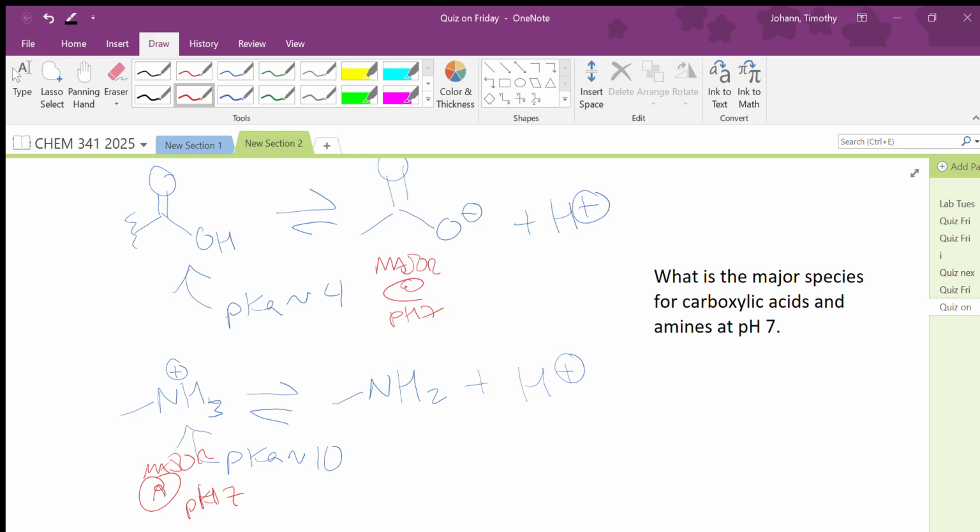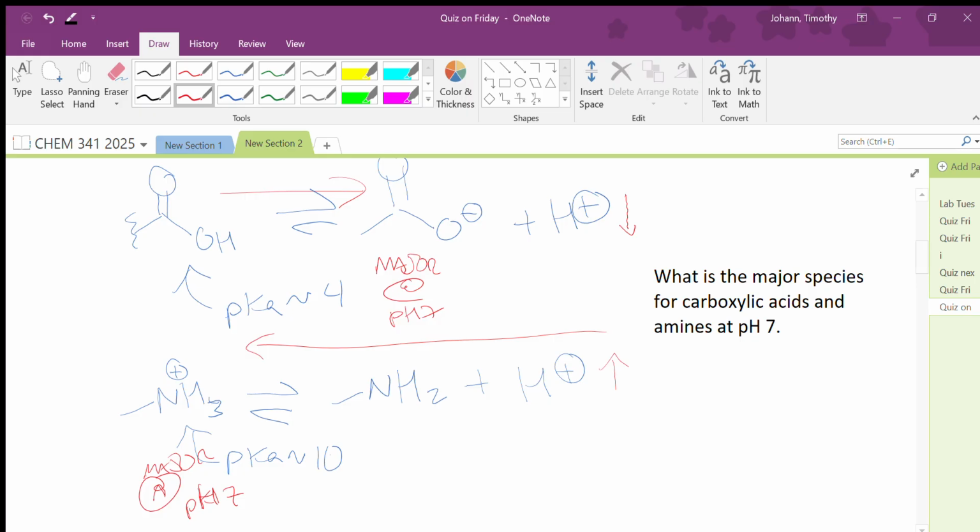7 is higher, right? So more basic. So there are fewer protons around, right? So then I could go ahead and grab this and pull it down. There are less of those. We go this way. That's my major species. Does that make sense, the reasoning? Okay, down here, the pKa is 10. 7 is lower than 10, more acidic, more protons. So we'll go ahead and add the protons and move it that way. Okay?